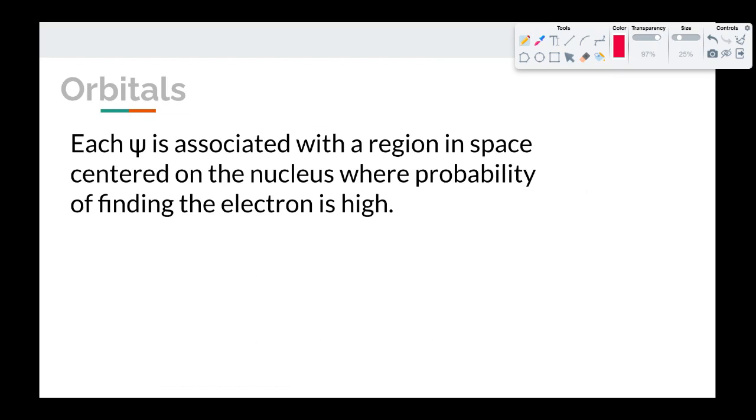So a region in space, just a zone in space, inside of which the electron will be found 90% of the time, is what we call an orbital. So an orbital is not a thing. An orbital is just a zone in space where electrons are likely to be found.